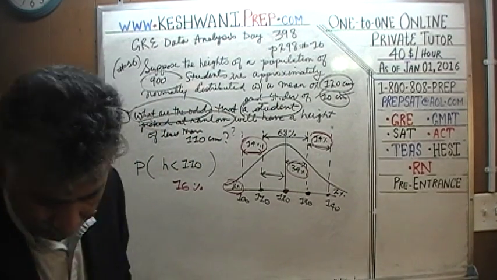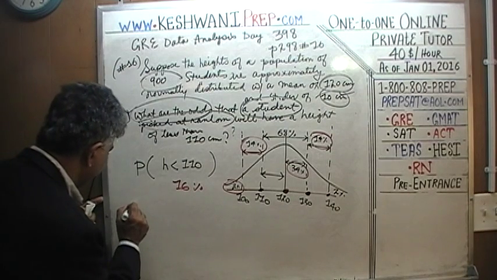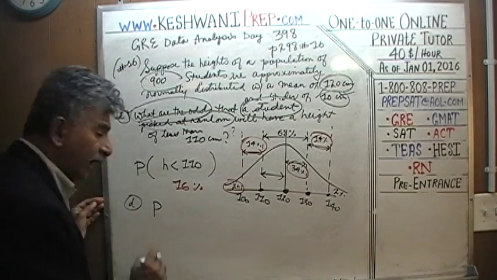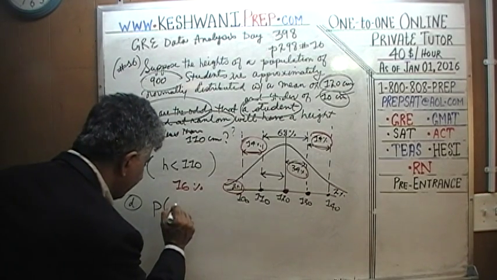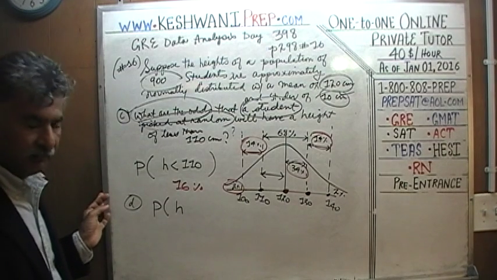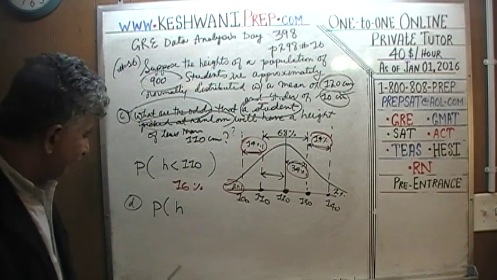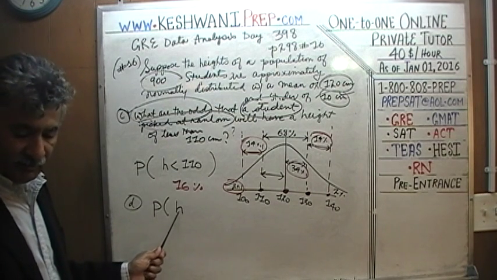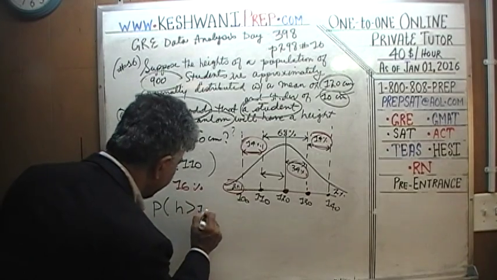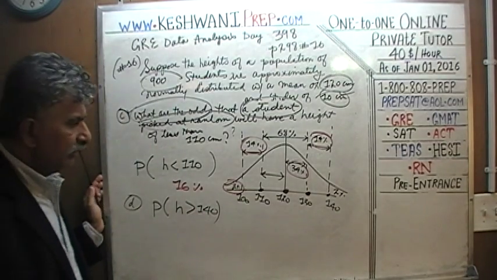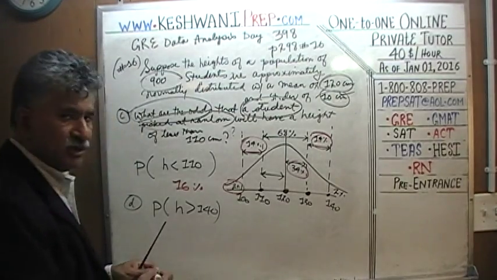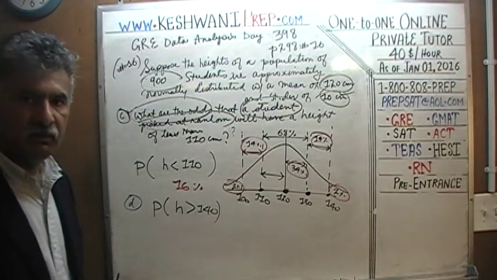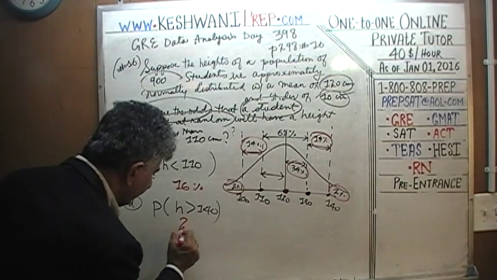Let's do one more. One last one. Part D. This time, instead of writing everything out, let's just use symbols. What's the probability that a student picked at random, where H represents the height of a student picked at random, will have a height of greater than 140 centimeters? Where is 140? Right here is 140. What are the odds that you're going to lie above 140? Well, only 2% of the population lies above 140. And that's your odds. The odds are only 2%.